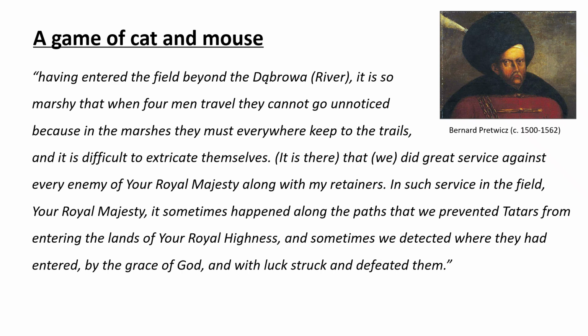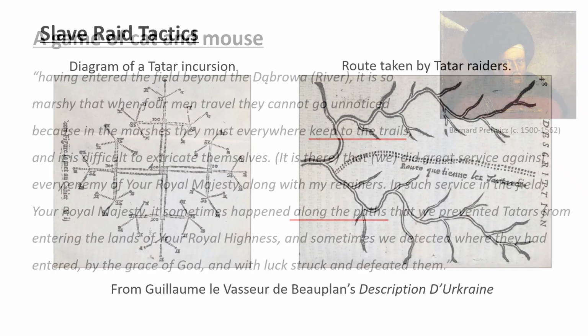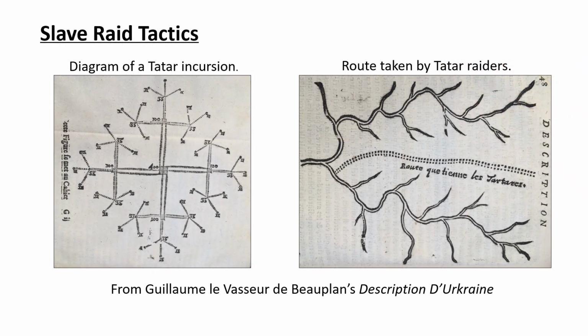We see here a report from a violent actor, Bernard Pretvich, one of the Polish-Lithuanian border patrollers, that emphasizes the military importance of trails through this region. Beauplan's description of Ukraine provides us with detailed descriptions of how these slave raids were conducted. Information such as this was very useful in our efforts to trace Schlock routes.